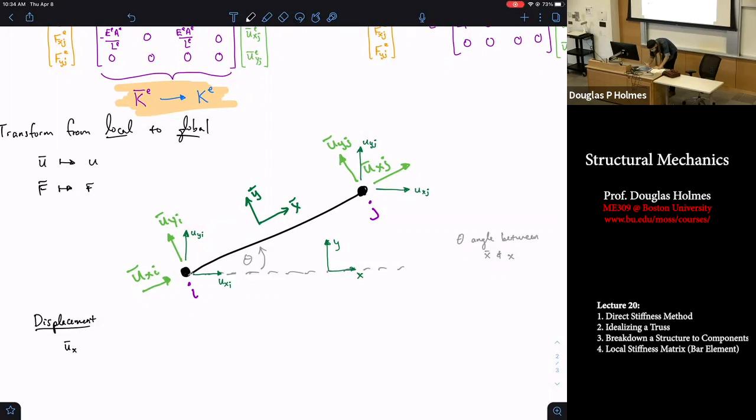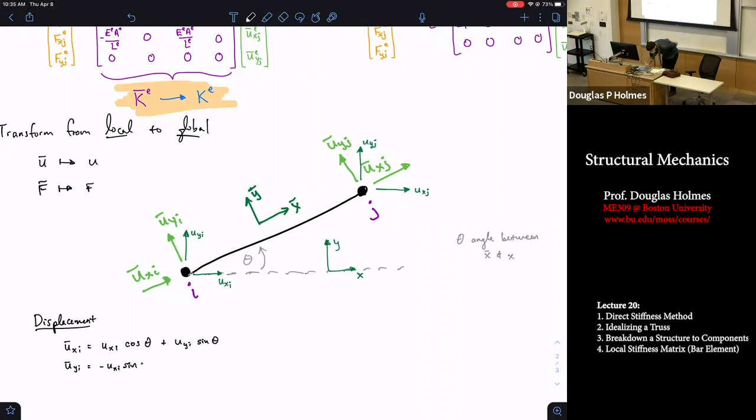Because we would say, hey, look, my displacement in the local coordinates, u bar xi, can be decomposed into the components in the global system, uxi, uyi, times sines and cosines of their angles. So this is going to be something like uxi times the cosine of theta plus uyi times the sine of theta. And do this again for u bar yi. This one's flipped, minus uxi.